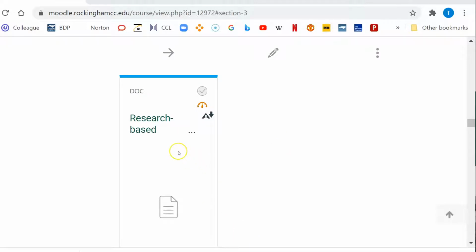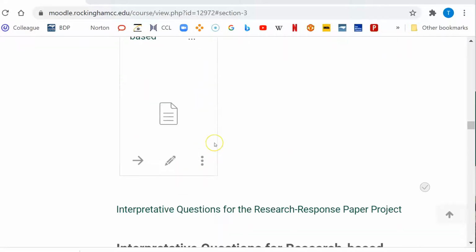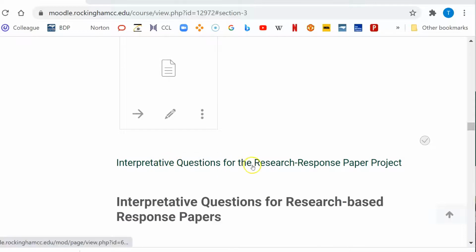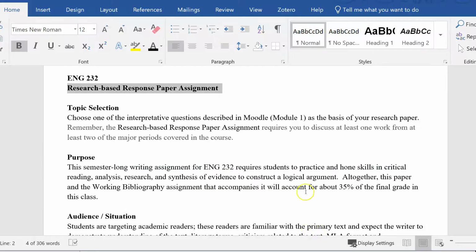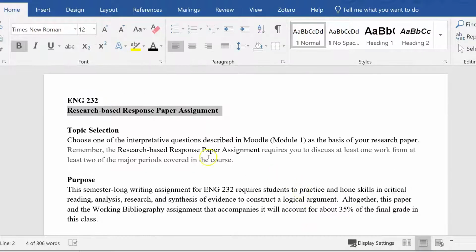Here's the link to the assignment itself. It references this list of interpretive questions, and so these two documents work together. I'll come to both of those in a minute and maybe look at an example. In the assignment, the basic outline is that you'll choose one of the interpretive questions in Module 1 as the basis of the research paper.